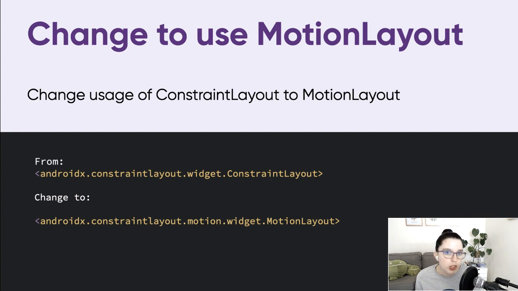And then where you're using constraint layout, you can change this to use the new motion layout. In the editor, there is actually an option in the design tool to just right-click and convert to motion layout. But you can also just edit the XML and, where it says constraint layout, change it to say motion layout and use this fully qualified widget name.